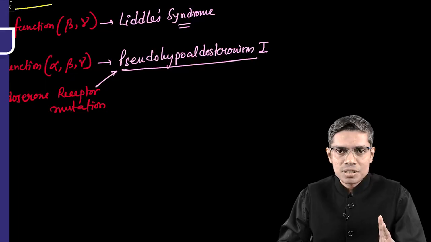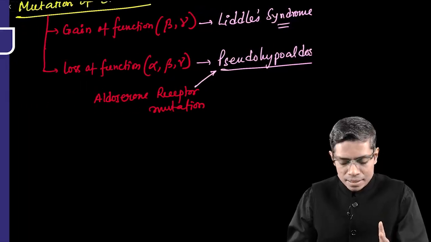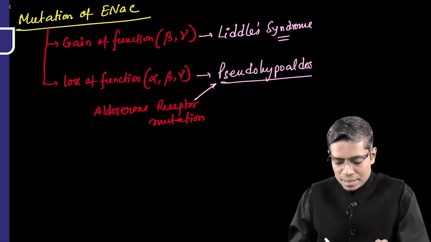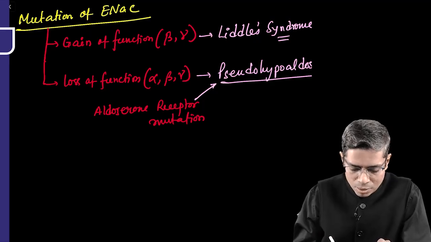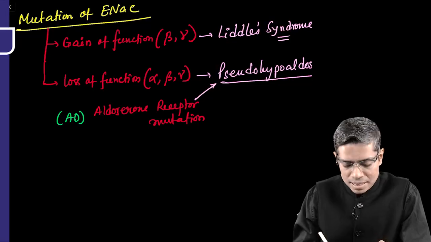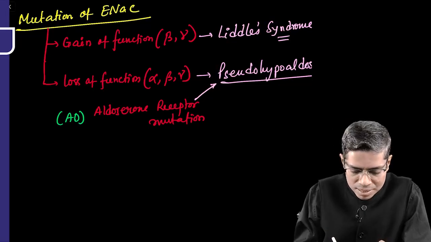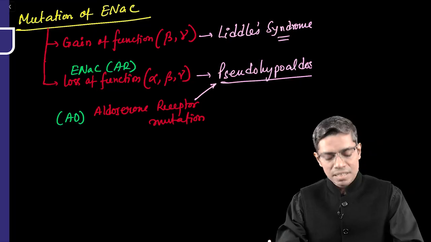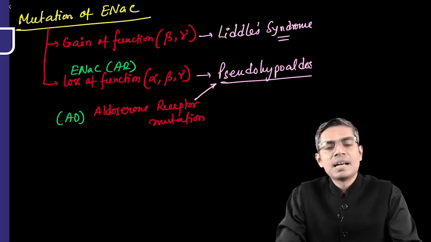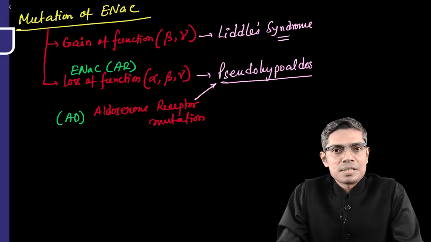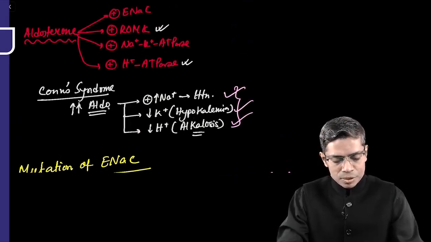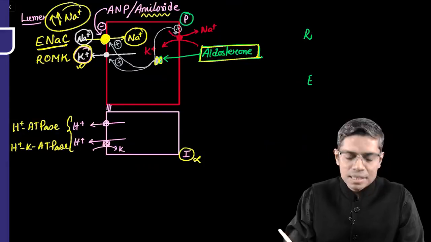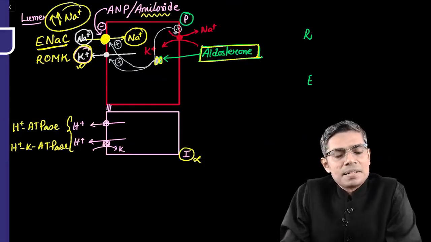So pseudo hypoaldosteronism type 1 has two reasons: either the ENaC channel is mutated or there is a receptor mutation. If the receptor is mutated, generally this is an autosomal dominant variety of disease, and ENaC channel mutation is an autosomal recessive variety of disease. So AR is the ENaC channel mutation, and AD is the aldosterone receptor mutation. This is all about sodium reabsorption at the level of the collecting duct, which occurs through the P cell, or principal cells.